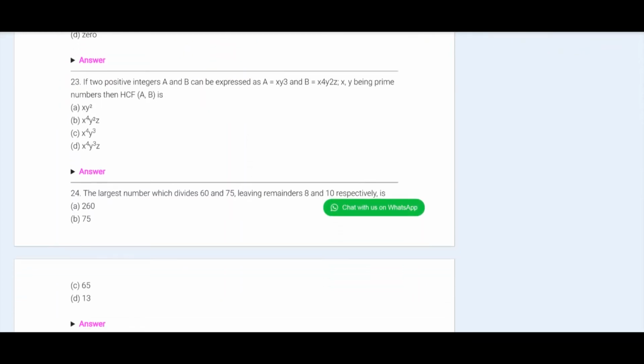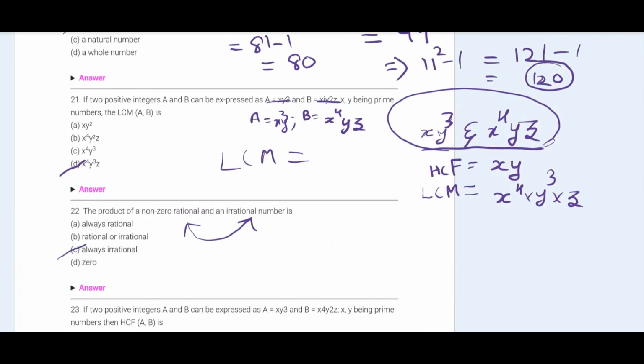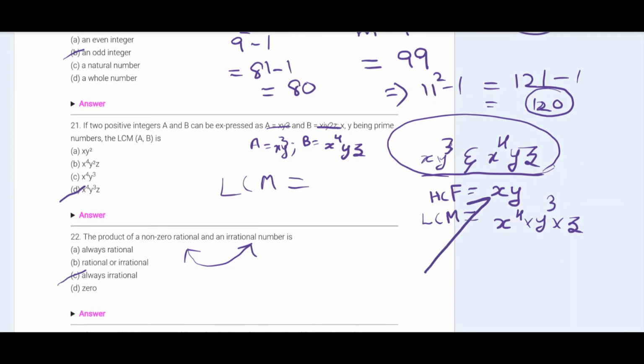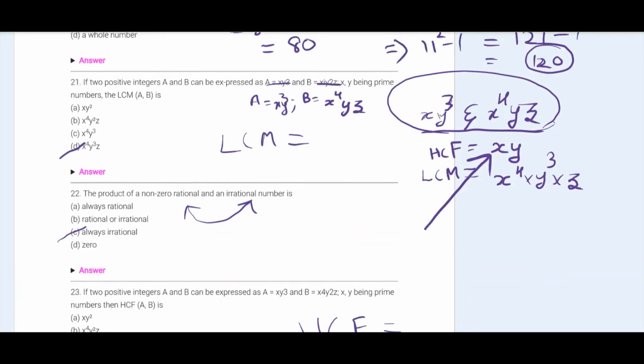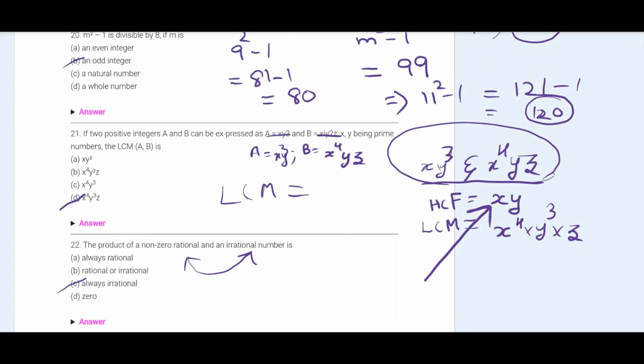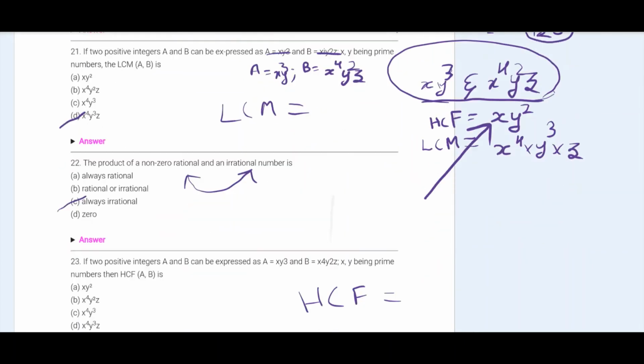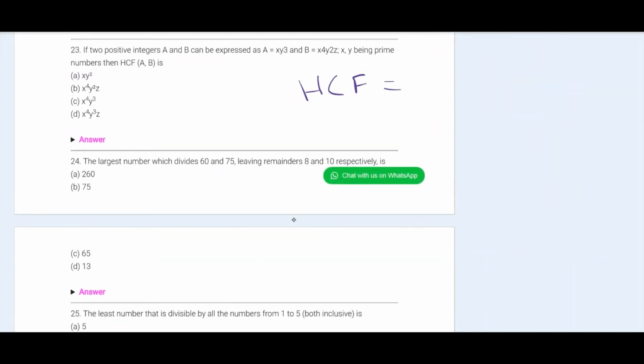Next, 23rd. If two positive integers a and b can be expressed as, this is the same question again, it's x into y cube and b equals x power 4 into y square into z. X comma y being prime numbers, HCF. We solved it in the previous questions. I'm sorry, it's y square here, so HCF will be x into y square. So option A.